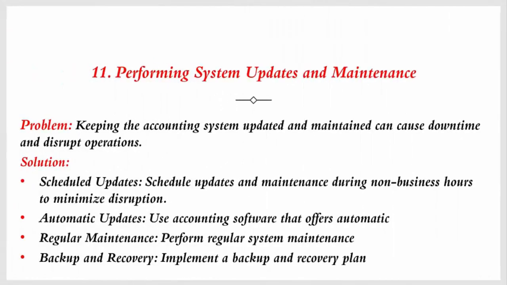11. Performing system updates and maintenance. Problem. Keeping the accounting system updated and maintained can cause downtime and disrupt operations. Solution. Scheduled updates. Schedule updates and maintenance during non-business hours to minimize disruption. Automatic updates. Use accounting software that offers automatic updates to ensure you have the latest features and security patches. Regular maintenance. Perform regular system maintenance to keep the software running smoothly. Backup and recovery. Implement a backup and recovery plan to protect against data loss during updates.